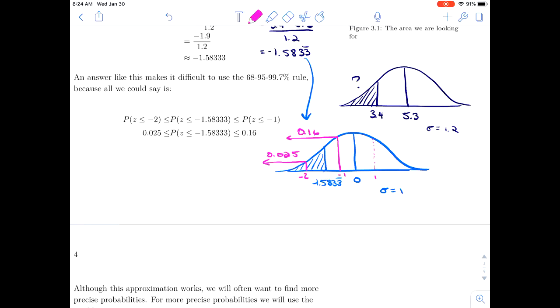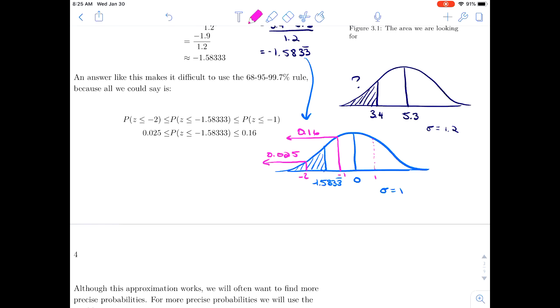But I think it's pretty human to think, well, the probability is somewhere between 0.025 and 0.16. That doesn't help me at all, right? And so we want these more precise values, right? Because this range is way too big for us to handle, I guess. We don't like it, right?